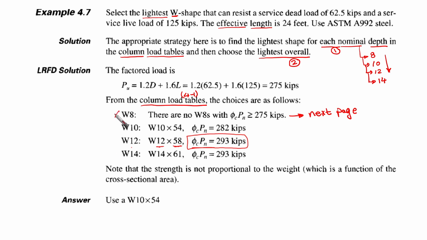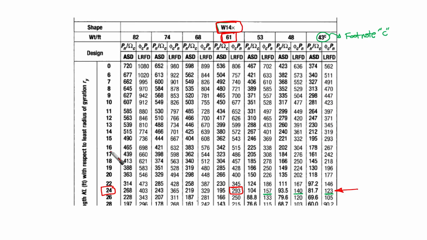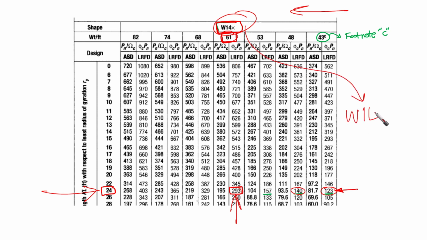Then, we said this is not working, this is working, this is working now, and let's check W14, which is the last one. For W14, for KL equal to 24, starting from the right to the left. So for different sections for LRFD, 123, 140, and so on, until we reach this value, 293 at 61. This means that our section is going to be wide flange 14 by 61, and it is going to provide LRFD design strength, or available strength, for the compression member of 293.